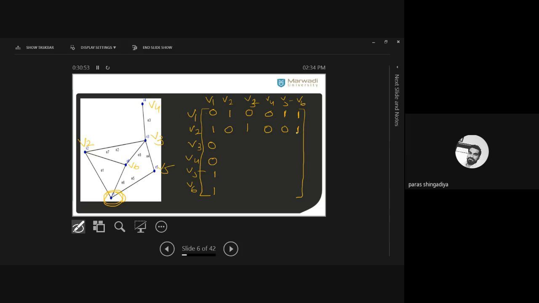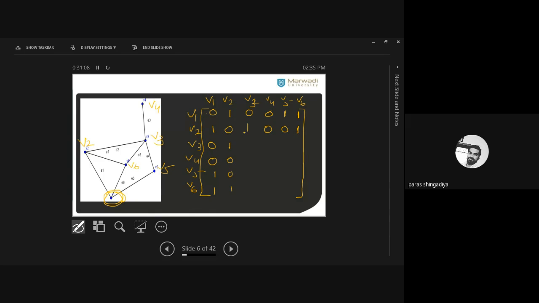And just repeat it as the second column. Okay, so just repeat it here. That is 1 0 0 1. Okay, otherwise you can also check it. Okay, the same values will be there.